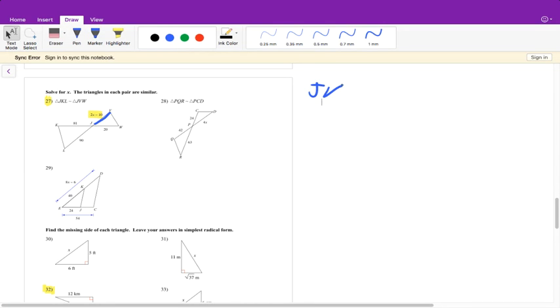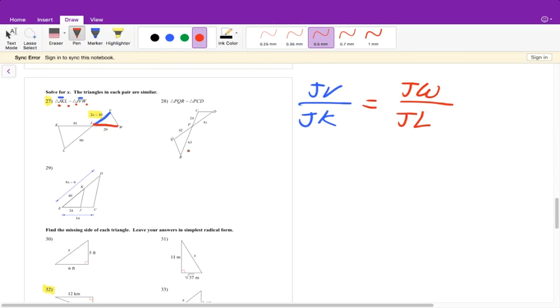That is JV. Then I look at JV and I say, okay, well, JV corresponds with JK. So I'm going to write JK underneath of it. It's going to be equal to, the other side I have of this triangle is this JW. So then JW will correspond with JL. And now I know exactly how my similarity statement, or my equation, will be.